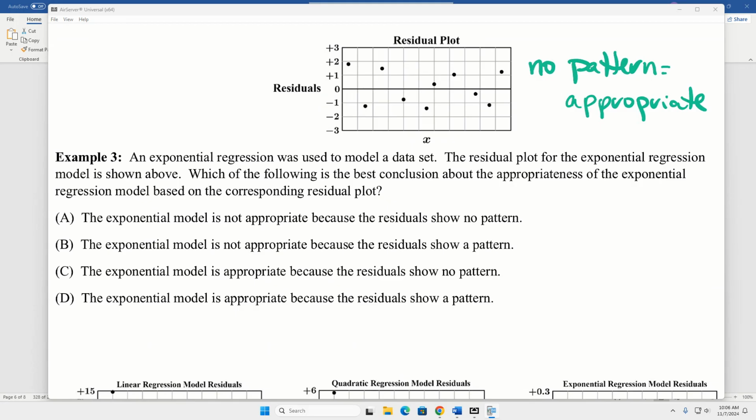Okay, so there's 2 that say appropriate for the exponential regression. So make sure you choose the one that gives the reason why it's appropriate, because the residuals show no pattern.